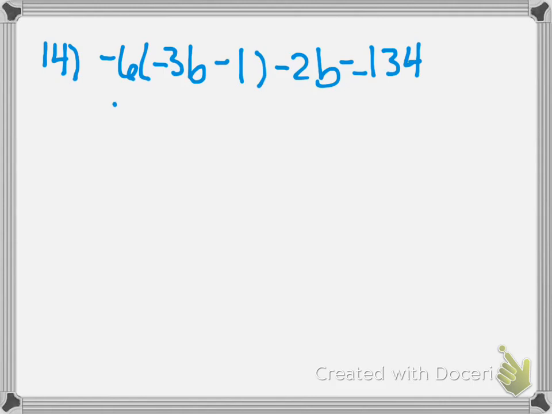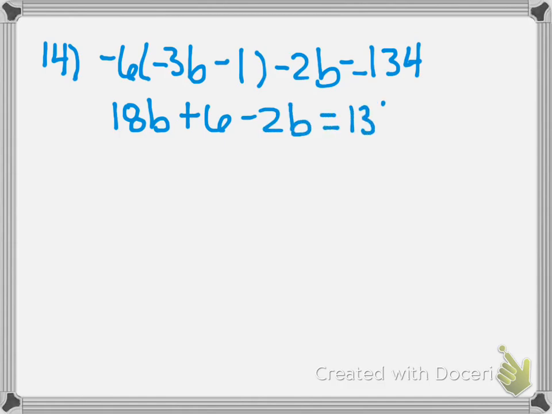Alright, so negative 6. All of this, what do? We distribute first again. Negative 6 times a negative 3 is positive 18. Negative 6 times a minus 1 is a positive 6. Now if you stop here, you can see there are 3 things on the left-hand side. So let's go ahead and combine those 2 to get 18b minus 2b.